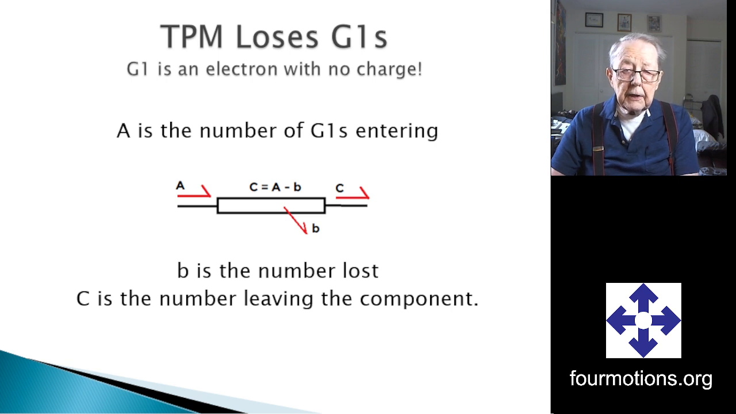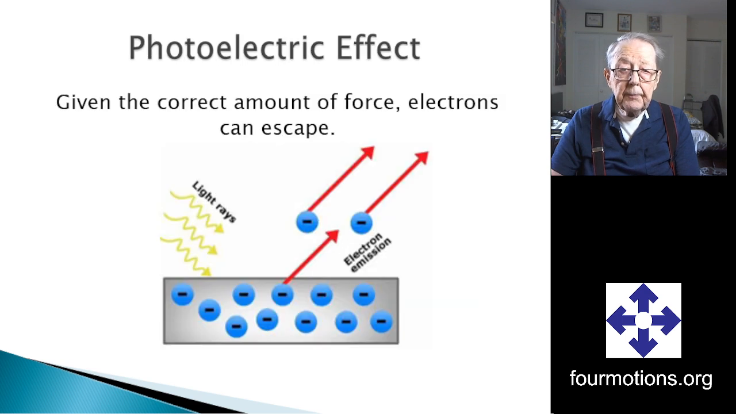Here's a diagram. Let's say it's a resistor. The number of G1s entering is A. The number that escape is small b. The number that leave the resistor is C. B is the number lost. And this is a new idea that most circuit engineers didn't consider or didn't need to.